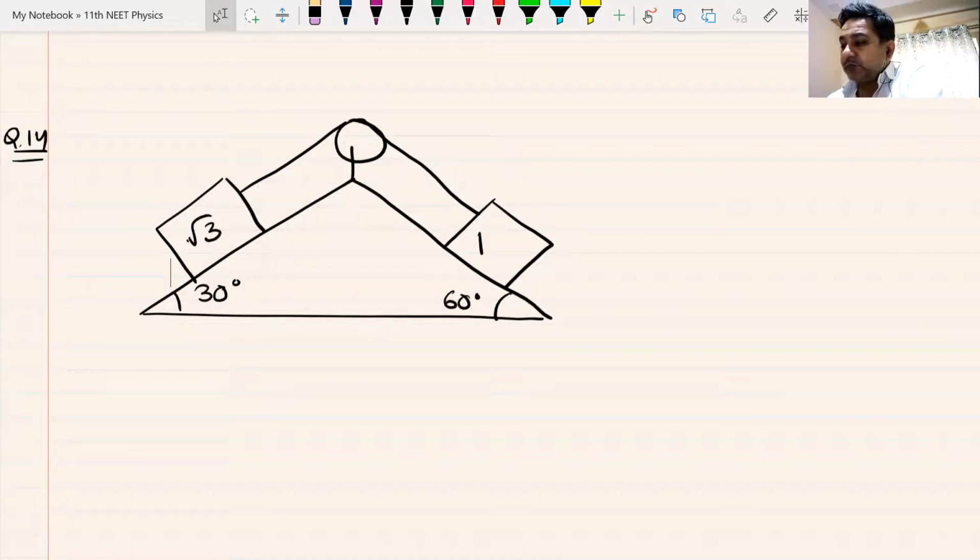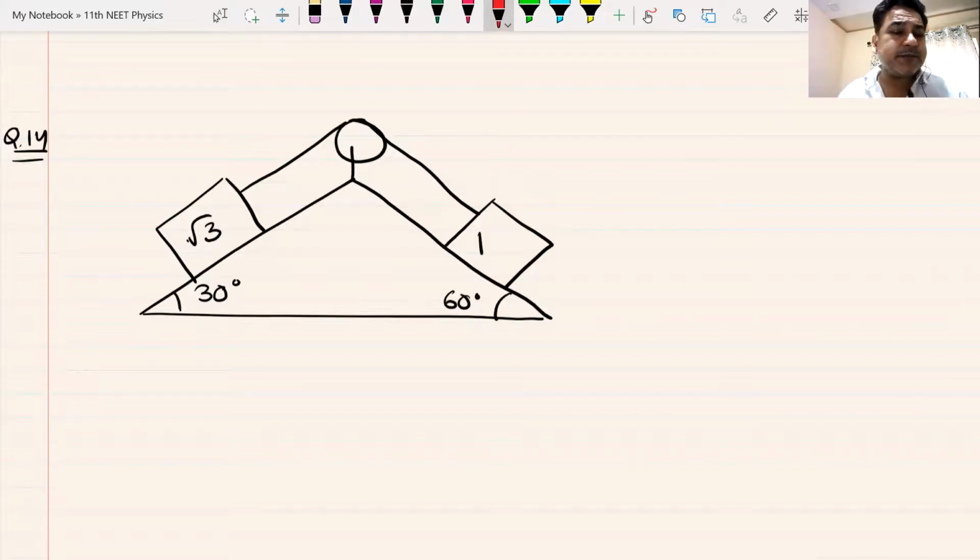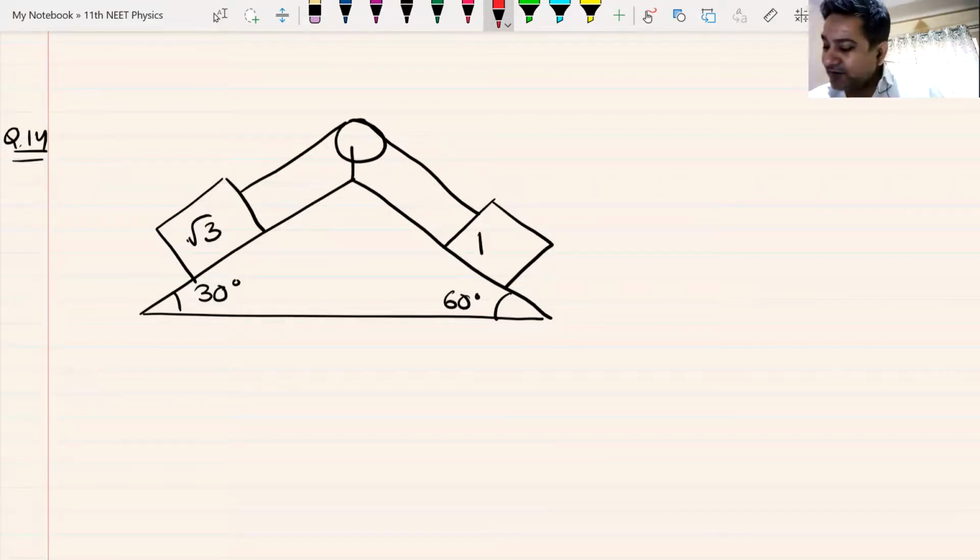Okay. How are we going to solve this question? Step number 1, draw a sketch. The sketch is already there. Step number 2, isolate all bodies. The bodies are isolated, we don't have to isolate anything else. Step number 3, draw the free body diagram. Let us start with tension. T, T, T, T. Tensions are done.